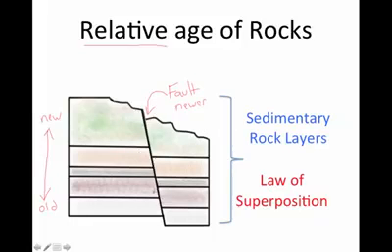And when you have horizontal layers, the one that was closest to the bottom is the oldest, the one at the top is the newest. That's called the law of superposition.